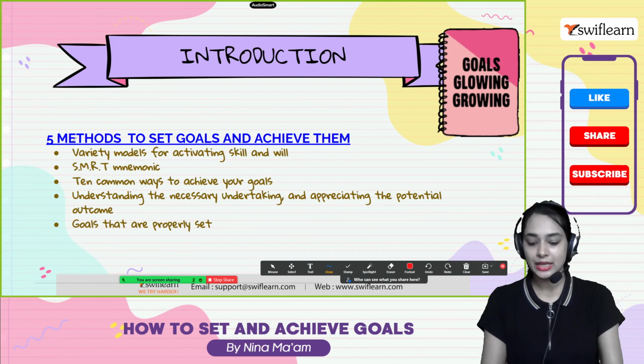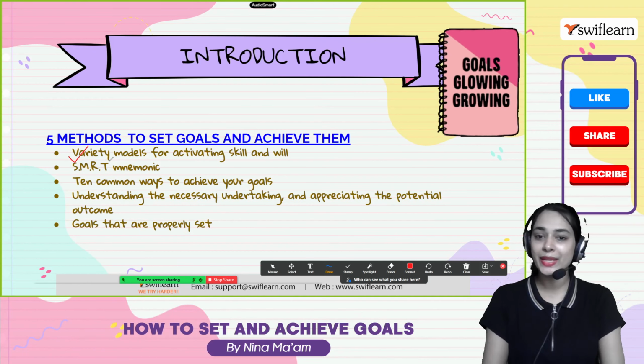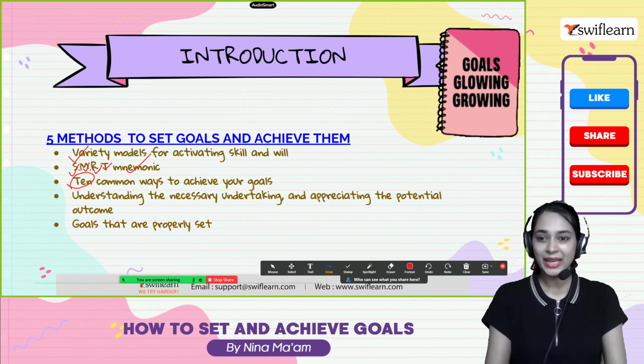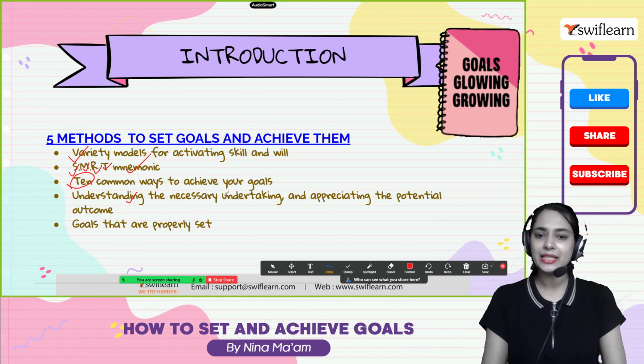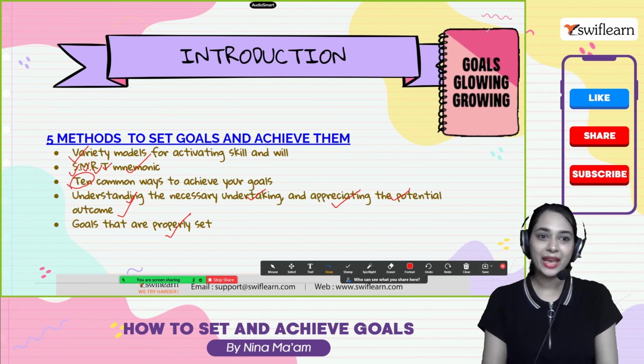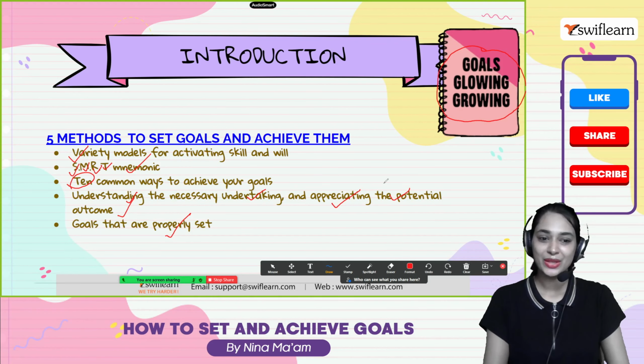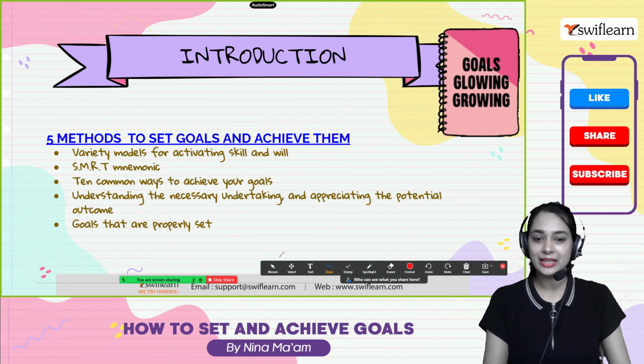The first one is the various models for activating skill and will. The next one is the SMART mnemonic. The next one is 10 common ways to achieve your goals. And the next one is understanding the necessary undertaking and appreciating the potential outcome. Which is really important, right? Yes. And goals that are properly set, goals glowing and growing. We should have a goal in our life. So, are you ready? Alright, let's discuss all these things today.